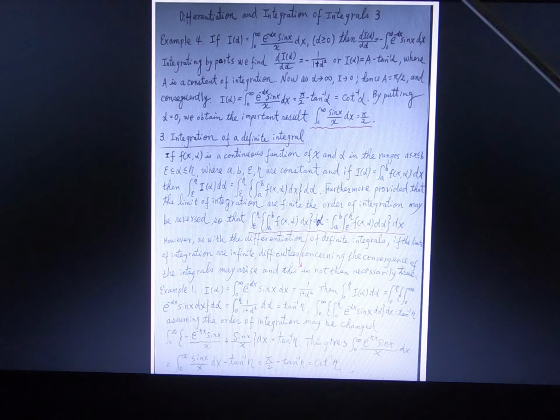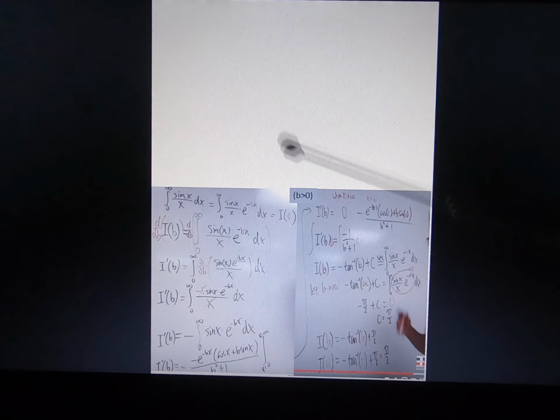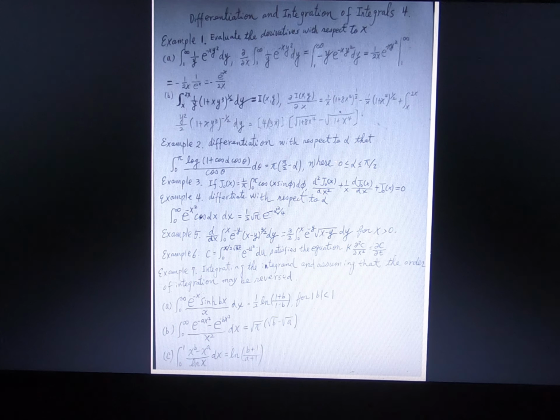And in the next slide we will show you this on the internet. Some other people are doing it this way. Let's see, there are more examples. Example 1, example 2, 3, 4, 5, 6, 7.